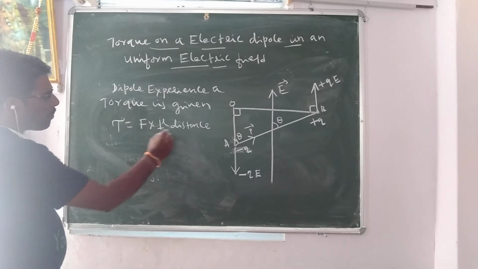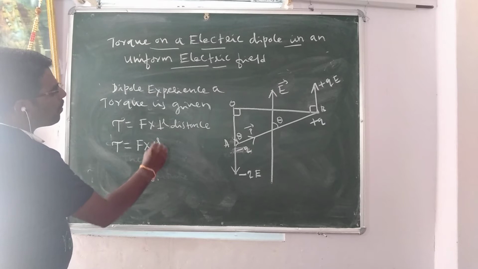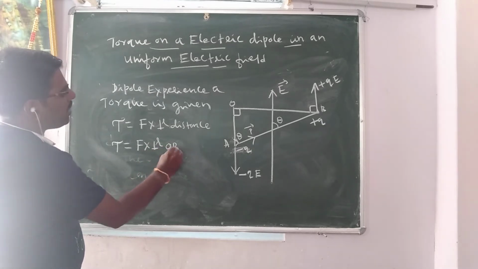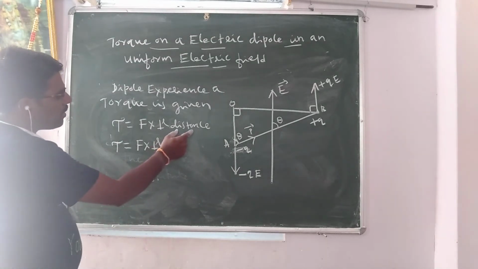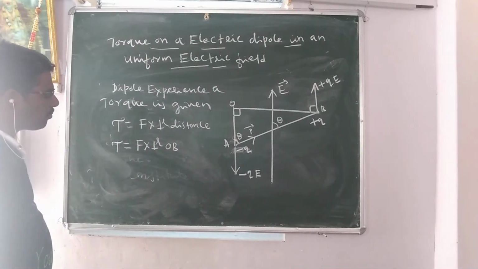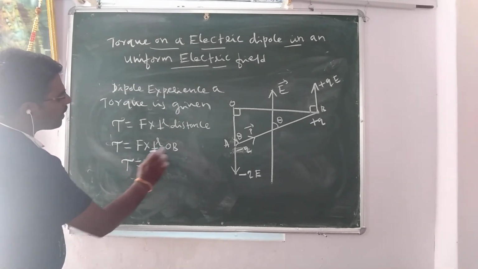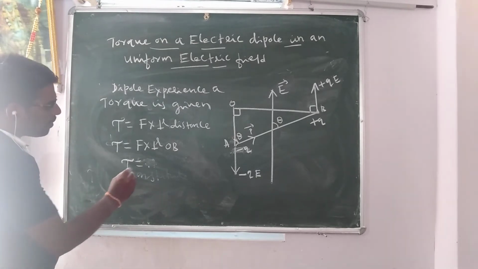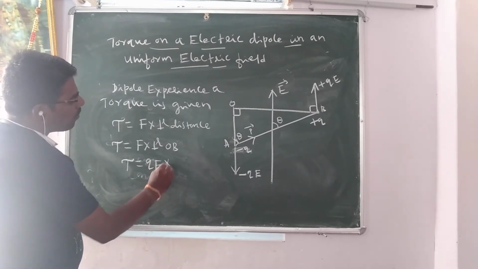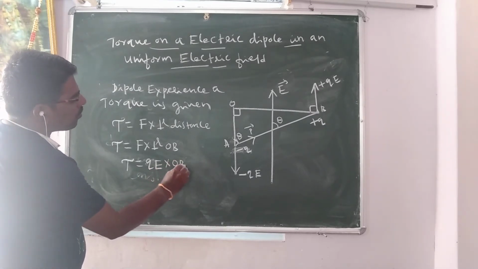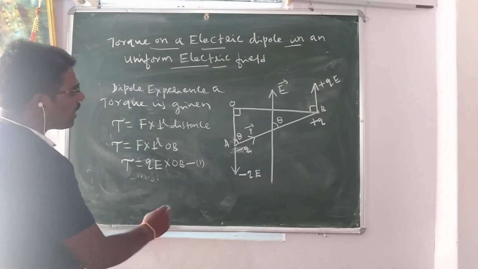The perpendicular distance is OB, where torque is equal to force into perpendicular distance OB. What is the force on each charge? It is plus Q into E. The perpendicular distance is OB. How to calculate this OB? We take equation 1.